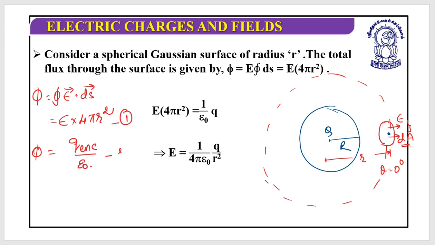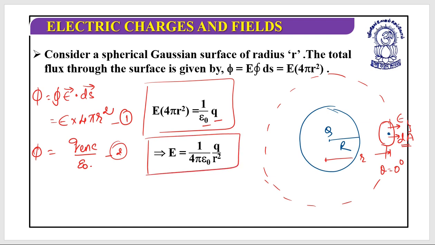This is my relation number one. This is my relation number two. Now I am going to compare these two. This is E multiplied by 4 pi r square. This is equal to Q enclosed over epsilon naught. So this is the electric field: 1 upon 4 pi epsilon naught into Q by r square. This is the situation when r is greater than R. I am talking about the distance which is beyond the radius of a given sphere.